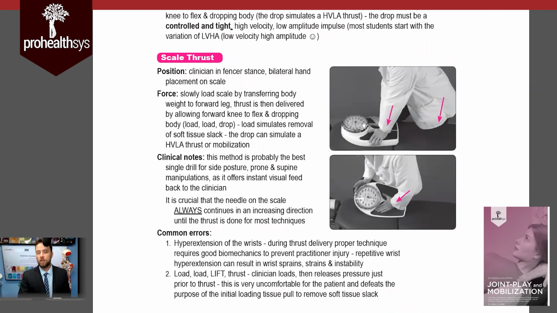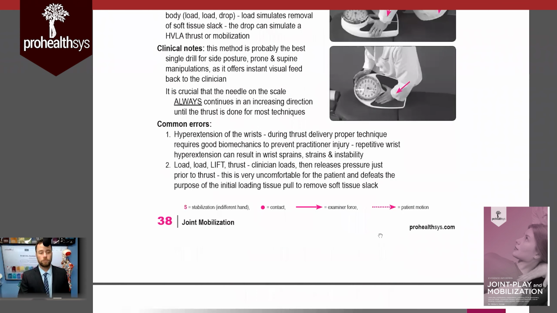Here I am doing a prone adjustment. Hips are moving down, hands are moving down together. Here I am doing a side posture adjustment. Hand is moving in as the hips would be moving down.